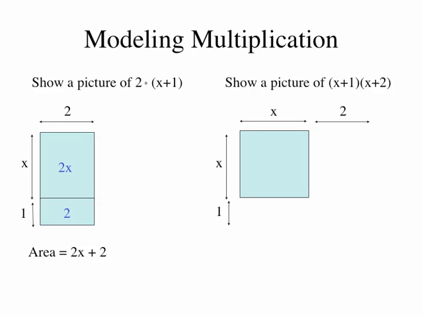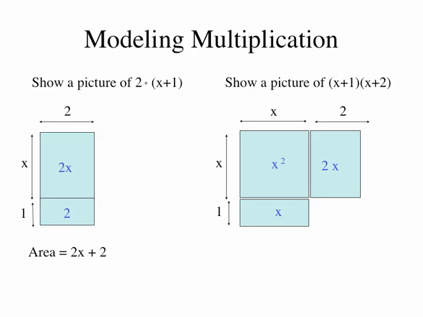The first rectangle, shown here, has a length and width of x. So the area of that rectangle is x squared. The next rectangle has a width of 2 and a height of x. So its area is 2x. The third rectangle has a width of x and a height of 1. So its area is 1x, or just plain old x.